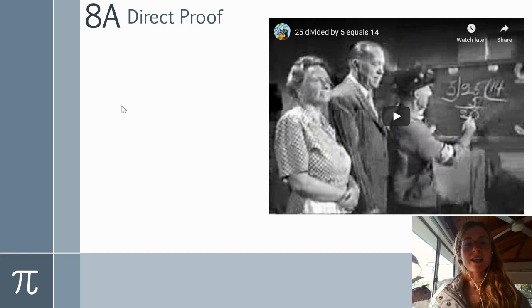Hi team, so today we're looking at direct proof and proof in general. I'm going to prove something that is totally untrue, and you're going to try and spot the flaw. I'm going to prove that $1 is really just 1 cent.